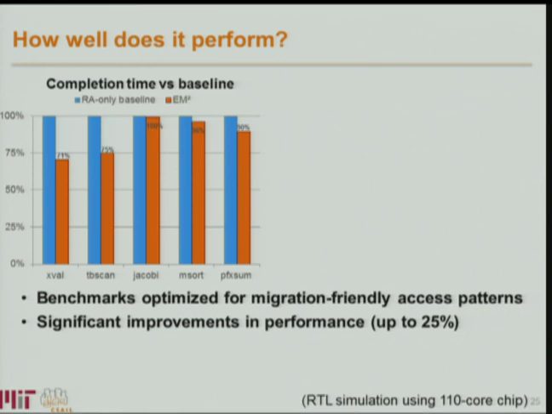So how do we do? In terms of completion time, that is to say how fast our code runs, we do a little better, maybe 20–30% on some benchmarks, which is nothing to sneeze at. Of course, these benchmarks have been optimized for both the migration architecture and the remote access architecture. So I think they're pretty comparable.